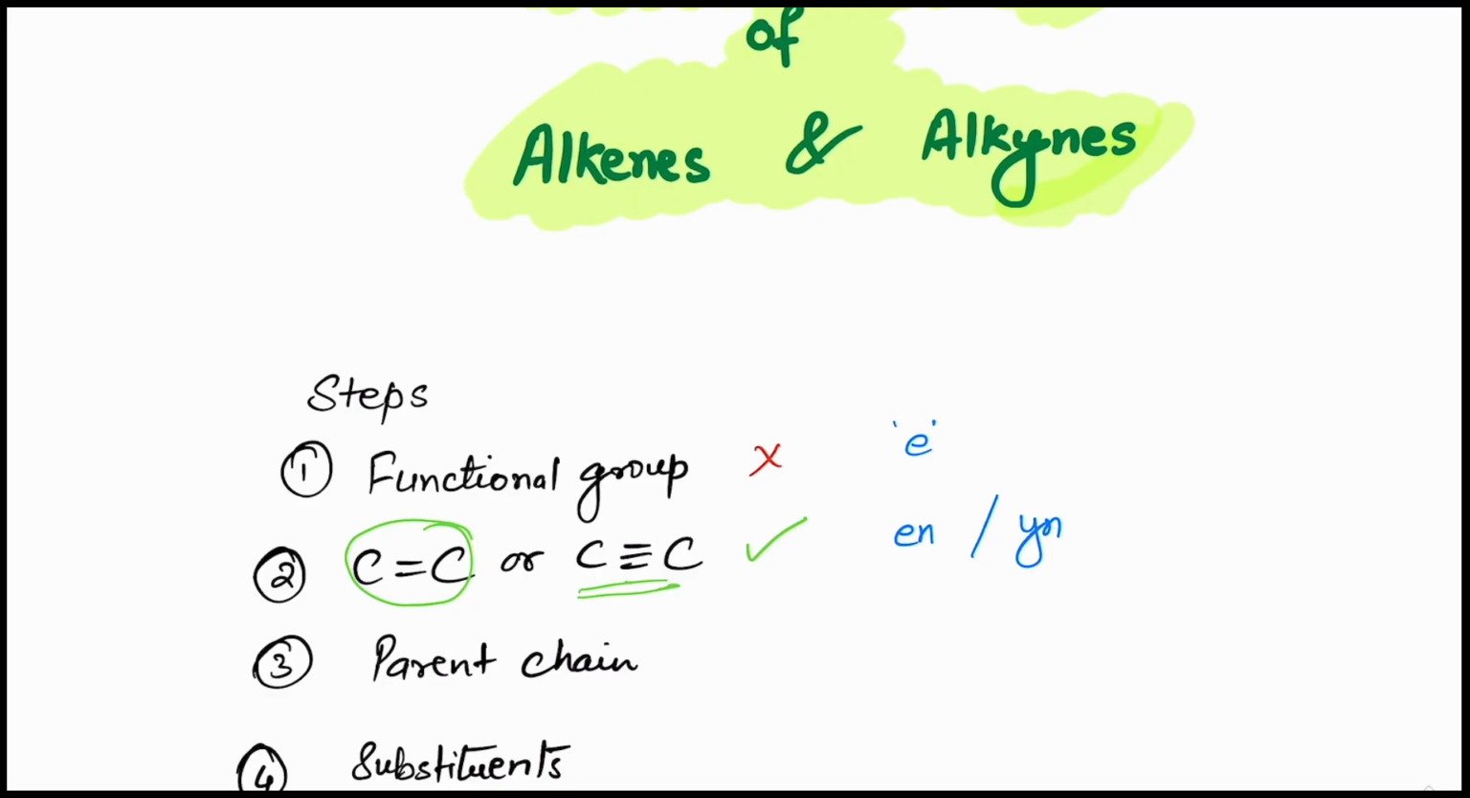The third step is to find the parent chain. A parent chain will be the longest chain that will contain the carbon-carbon double bond or the carbon-carbon triple bond. That is, the double bond or triple bond will be part of the parent chain. And as for the substituents, they will be the alkyl groups.